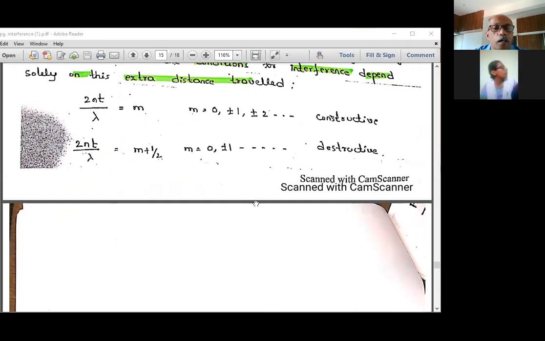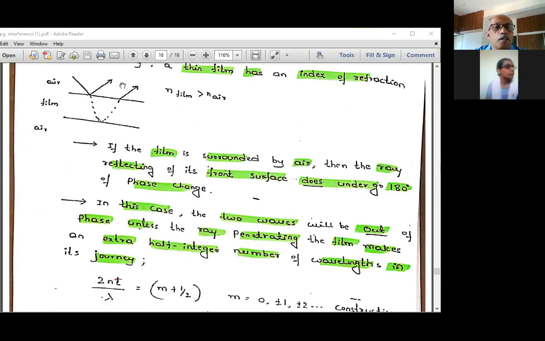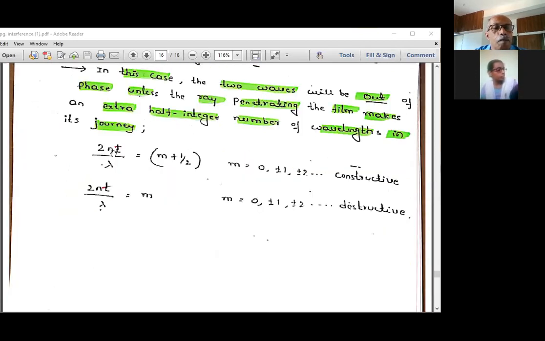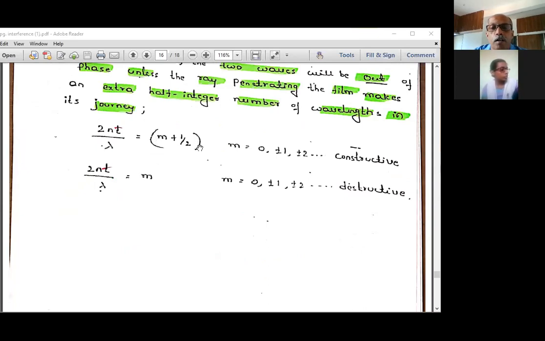In the second case, in addition to extra path, if there is a phase change due to reflection from the upper surface, then it will be 2nt by lambda, that is equal to m plus half for constructive. ನೋಡಿ, reverse ಆಗಿದೆ. Beginning ಅಲ್ಲೇ ಹೇಳಿದೆ ನಾನು ಆಗಲೇ, if there is a phase change of 180 degree due to reflection of the denser medium, then the phase changes by 180 degree ಅಂತ ಹೇಳಿದ್ವಿ. ಅಥವಾ the condition for constructive and destructive interferences gets reversed ಅಂತ ಹೇಳಿದ್ವಿ. Just observe ಮಾಡಿ ಇಲ್ಲಿ, it has been reversed.